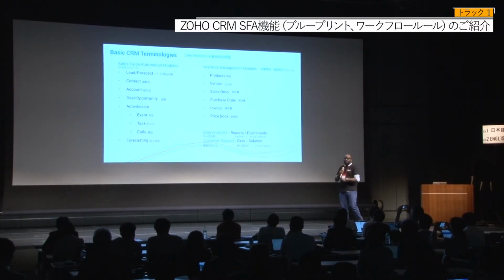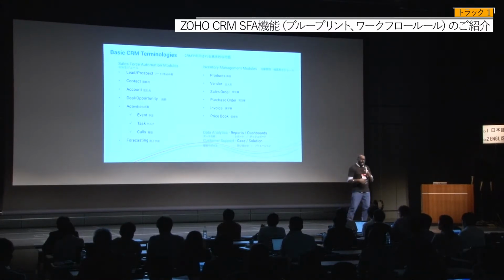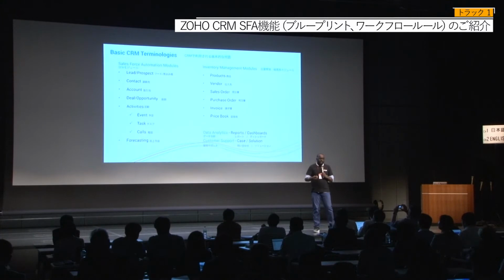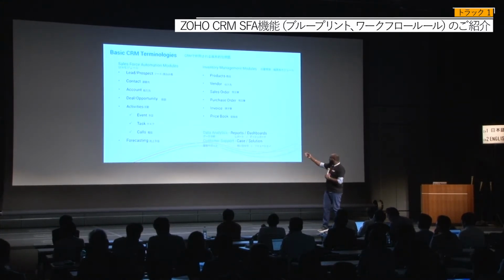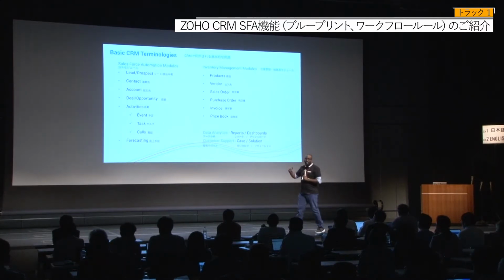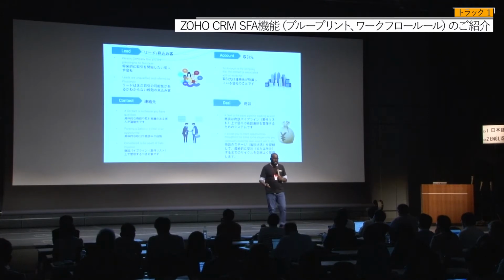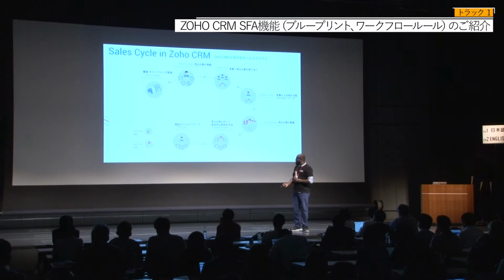These are the basic terminologies in Zoho CRM. These are the modules which we have, unlike other CRMs. In a traditional CRM, you might not have inventory management. You have the basic leads, contacts, accounts, and other modules. In Zoho CRM, you have inventory modules like products, invoice, sales order, and purchase order. In other CRMs, you have to integrate with another third-party application to manipulate the data and get in touch with the customers. So in Zoho CRM, it's pretty different.